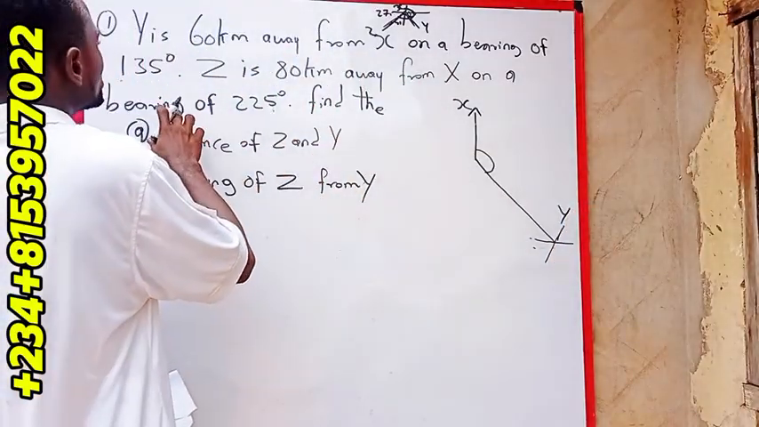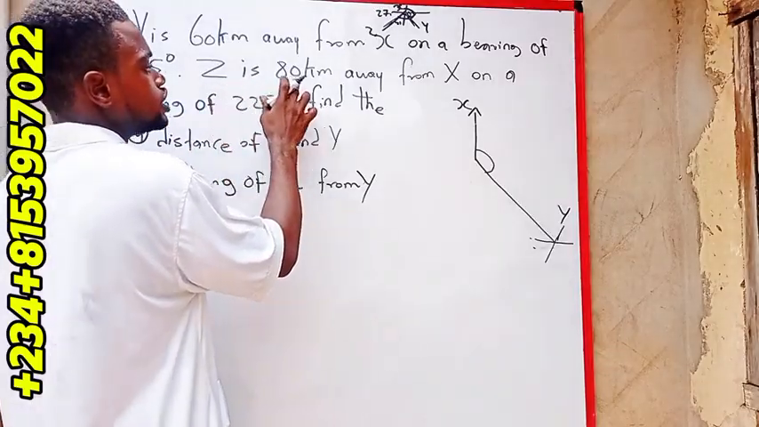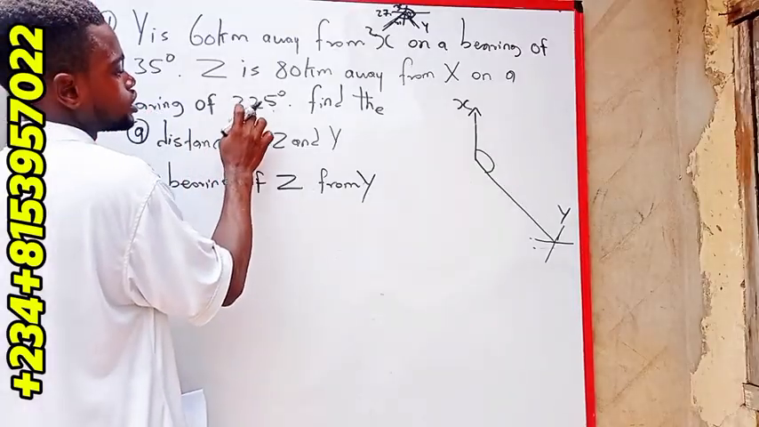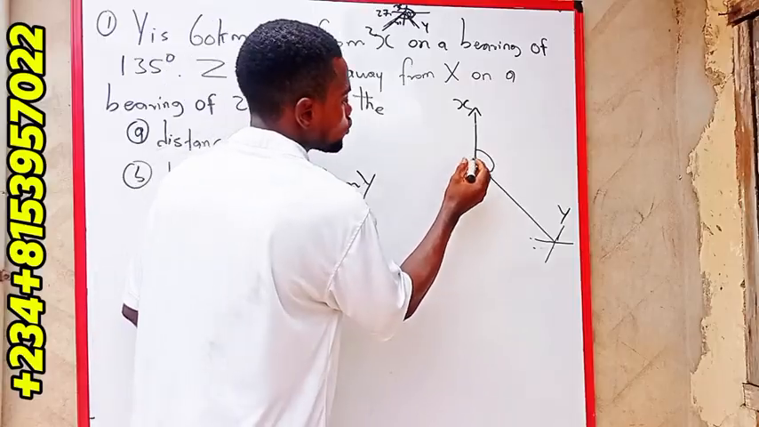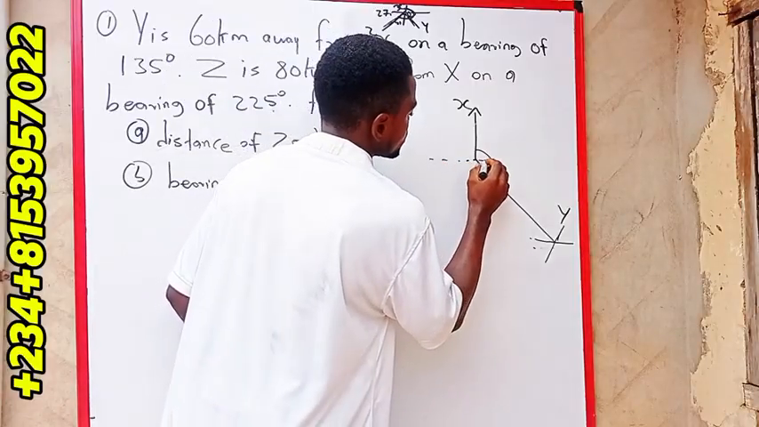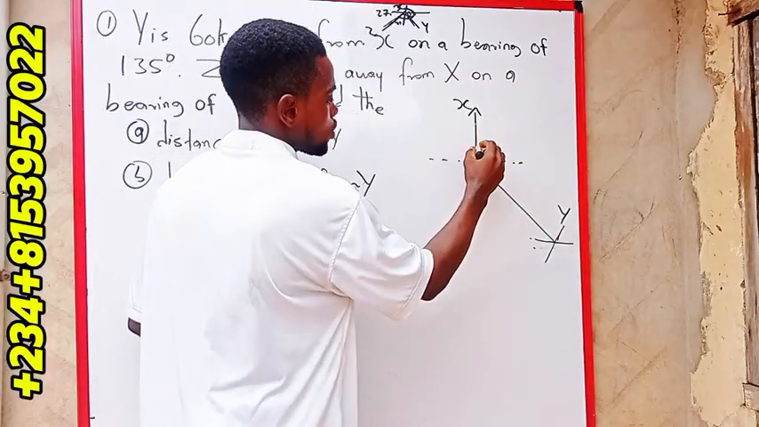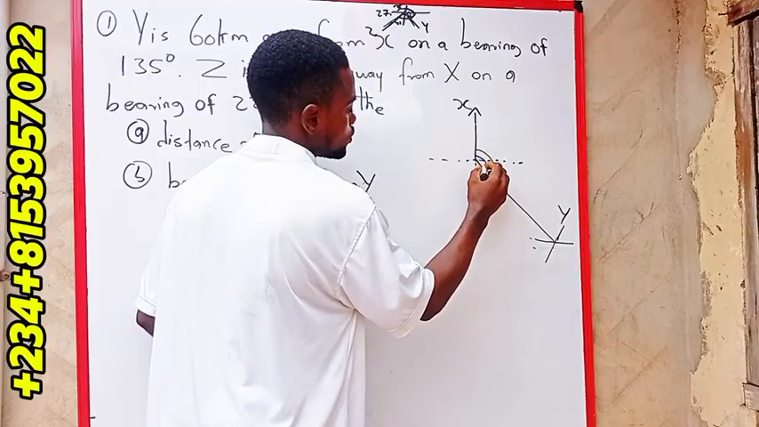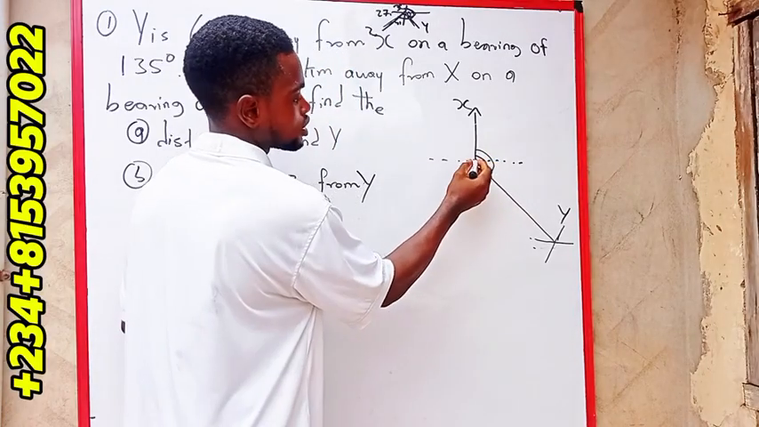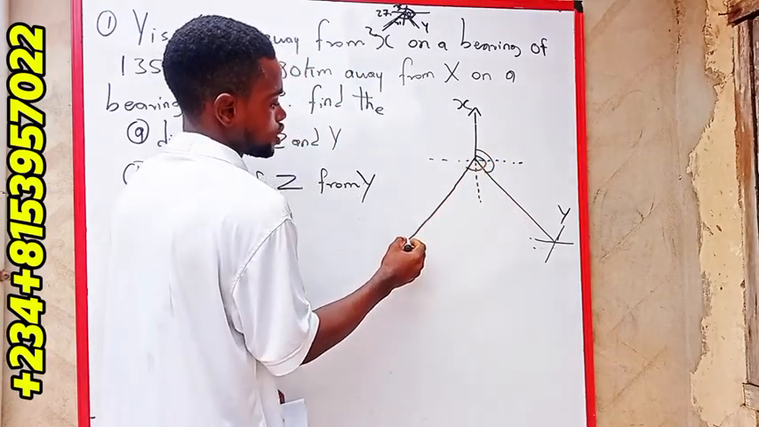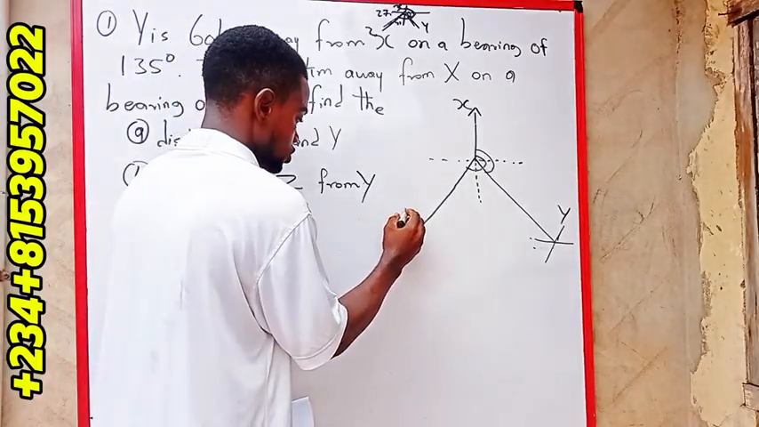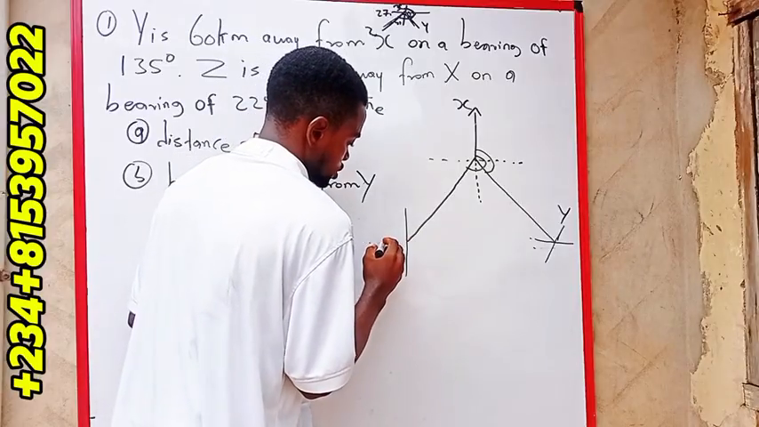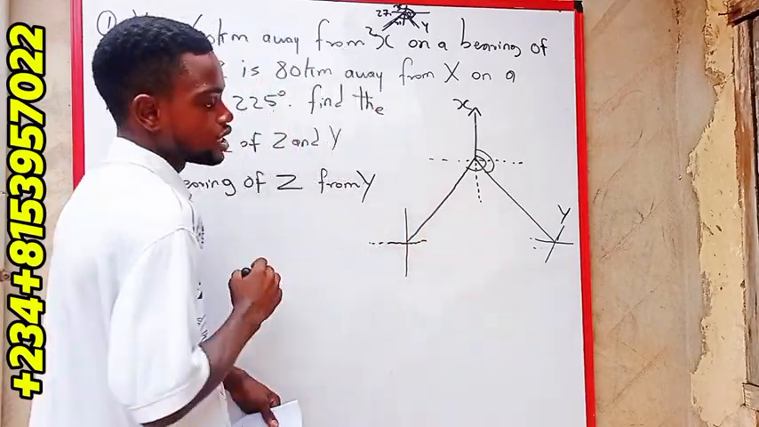Now, what again do we have? Z is 80 kilometers away from S on a bearing of 225. Now, 225, if you say we should complete this, you have to draw another small one to complete this. Now, 225 is going to fall under this quadrant. That is this here. You get? Let me draw this right. Now, this is the drawing.